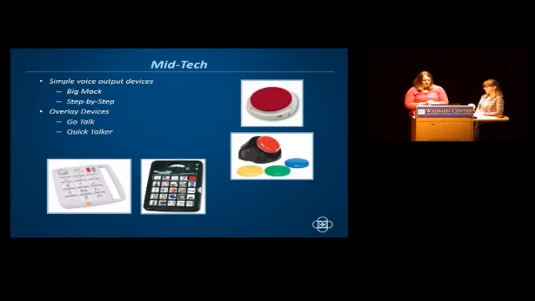The next category that we would look at are mid-tech devices. And so these are kind of simple voice output buttons. And they might be like a Big Mac or a step-by-step button pictured on the side over here, or they might be simple overlay devices. And these tools can range from very simple functions like one repeated message, and they can go up to a little bit more complex where you may be able to start pushing two buttons to start doing some phrase-based communication. These are really nice tools for teaching beginning communicators how to participate and interact and the power they can have using these types of tools to communicate.